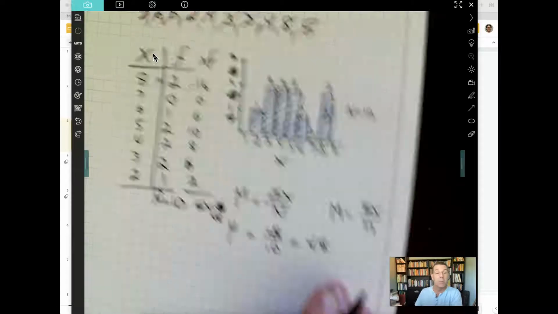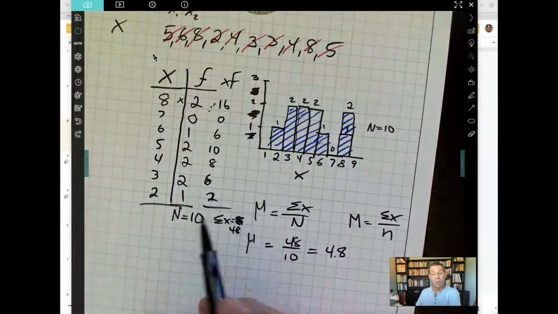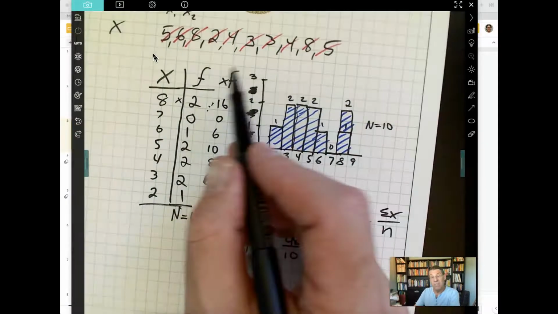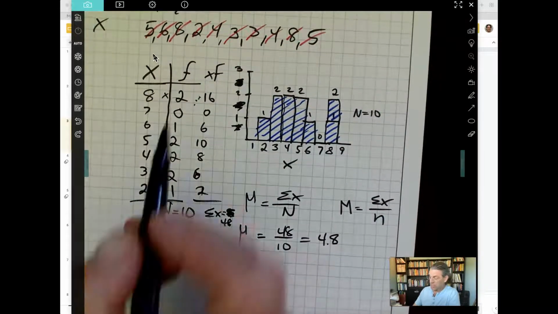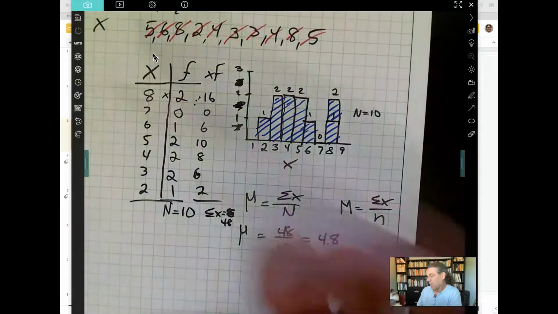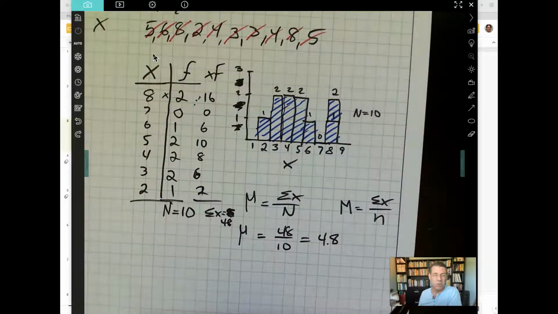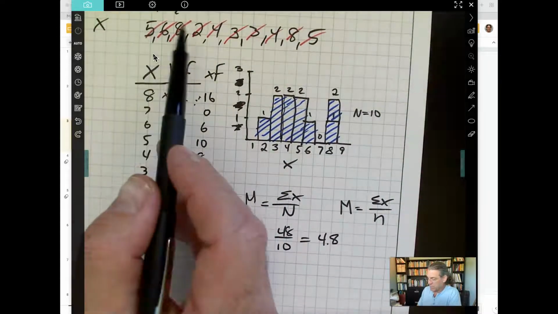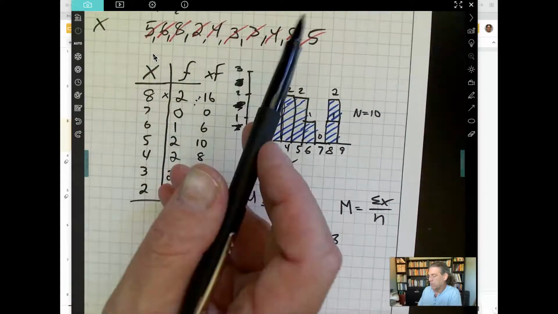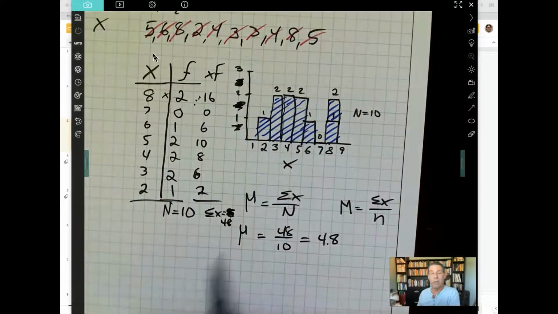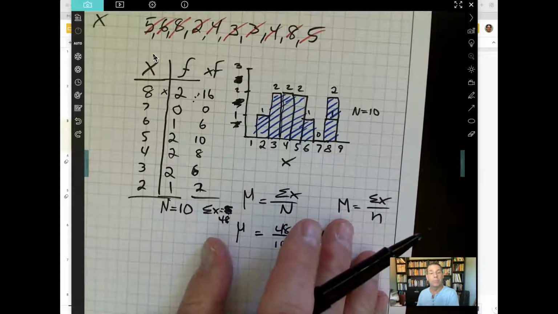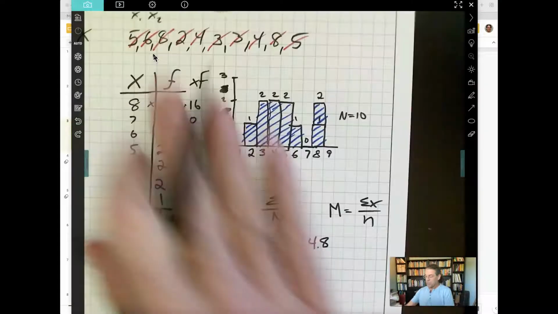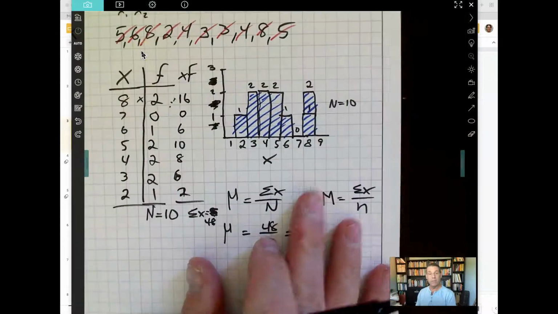On average, people had an average score of 4.8. Now, if I had just given you the raw data, you could convert it to the table. You don't need to. All you have to do is add the scores. This set of scores, because it's kind of a small set, it's not too hard. You could just add 5 plus 6 plus 8 plus 2 plus 4 plus 3 plus 3 plus 4 plus 8 plus 5, and you get 48. And then you just count them. There are 10 of them. 48 over 10 gives you 4.8. So again, just be ready to work back and forth between these.